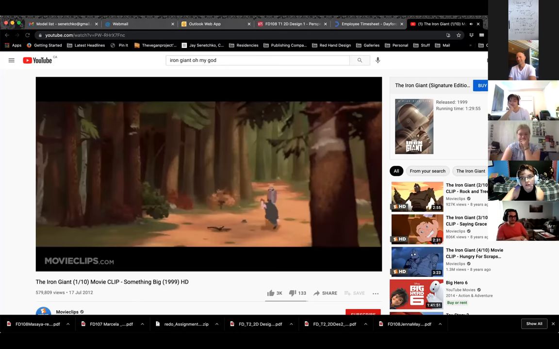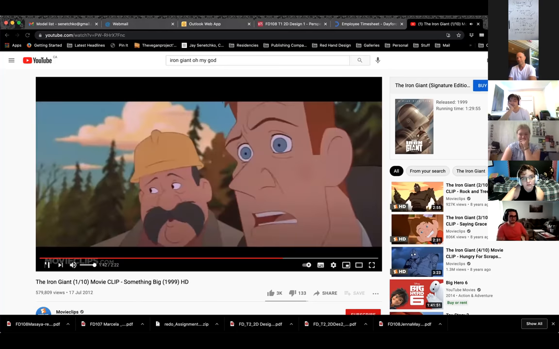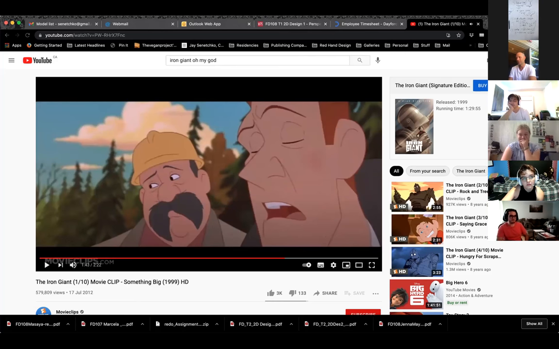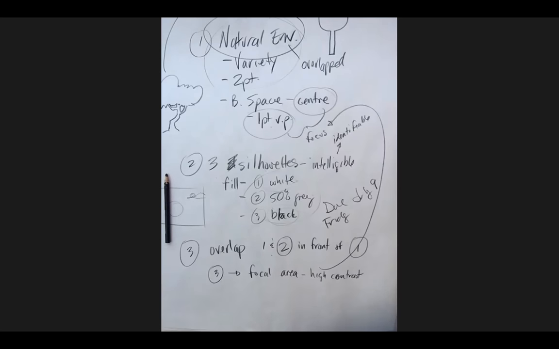Anyway, Brad Bird did this movie. Same guy did The Incredibles. If you haven't seen it, I highly recommend it. It's as close to a perfect movie as you're ever going to see, and is a pile of fun. This is a good one.